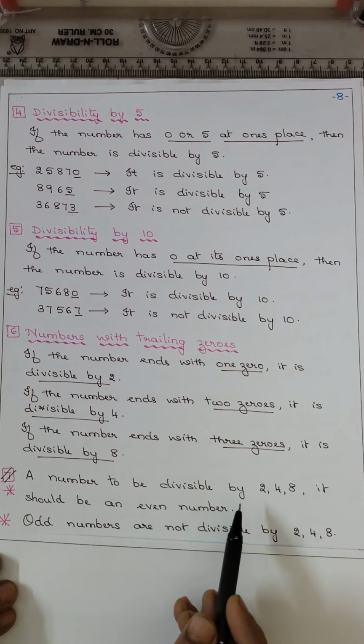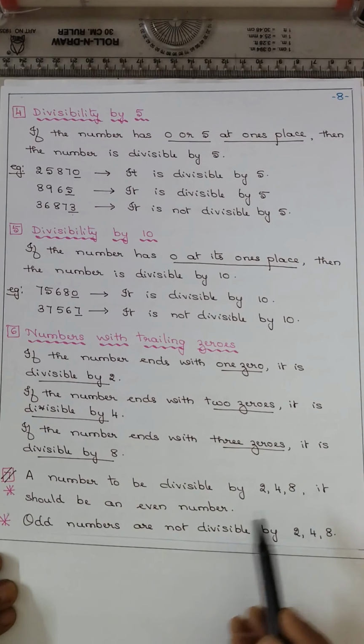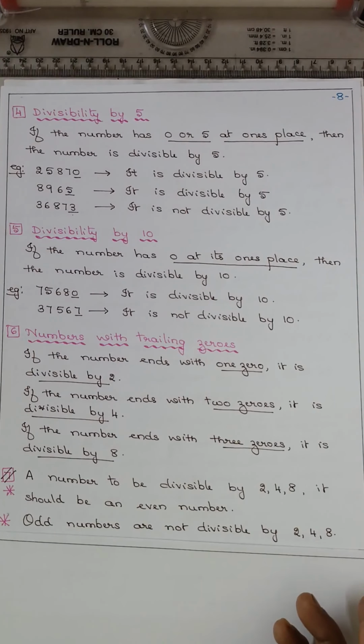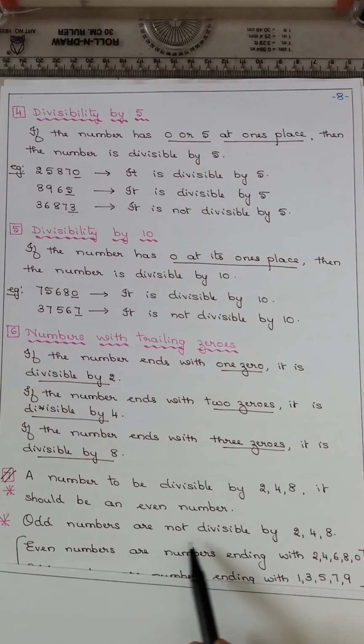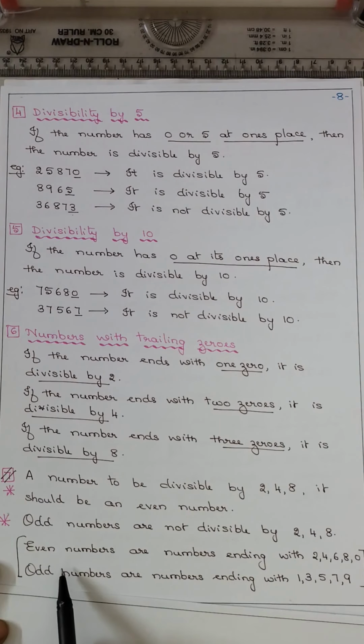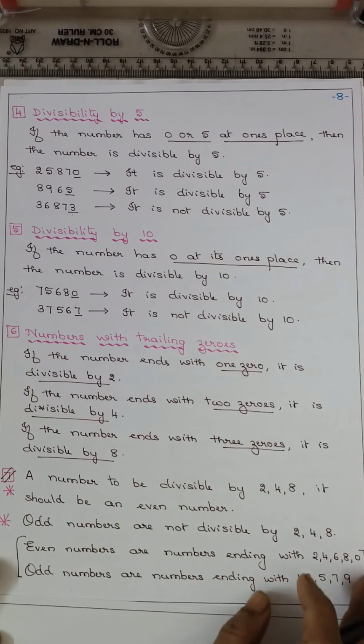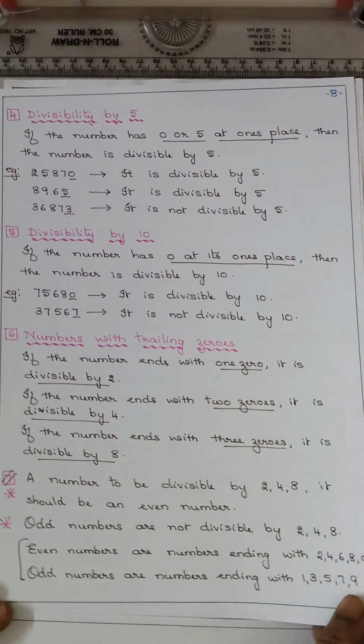Now a number should be divisible by 2, 4, 8. It should be an even number. Yes or no? So look at the tables: in every even number's table, all multiples are even numbers. Odd numbers are not divisible by 2, 4, 8. So you know, even numbers are the numbers ending with 2, 4, 6, 8, 0. And odd numbers are the numbers ending with 1, 3, 5, 7, 9. You have studied this in lower classes, we are just reminding you.